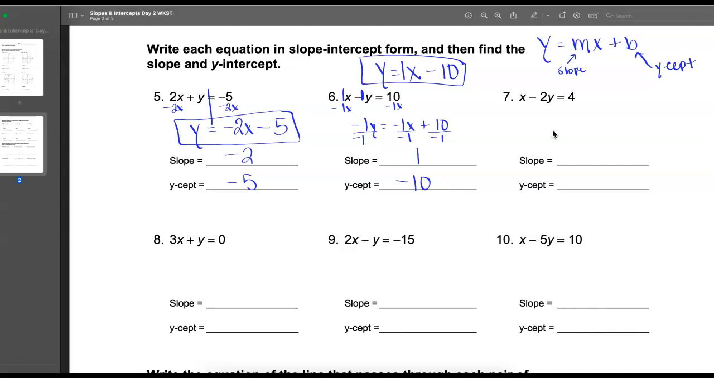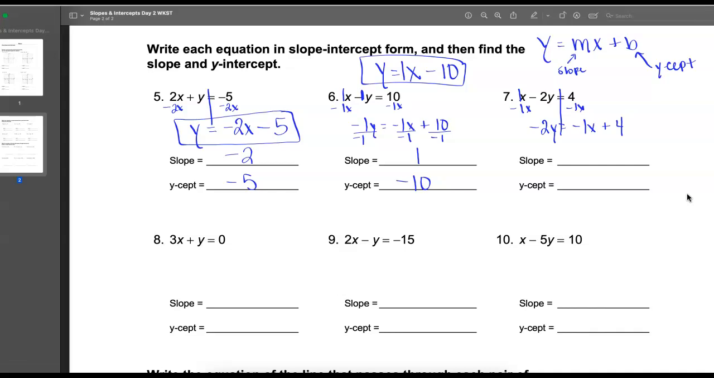Okay, so far so good? Okay, let's do one more. There's a 1 in front of this x, so I'm going to put it there. We want to get the y by itself, so I'm going to minus 1x from both sides. So now I have negative 2y equals negative 1x plus 4.